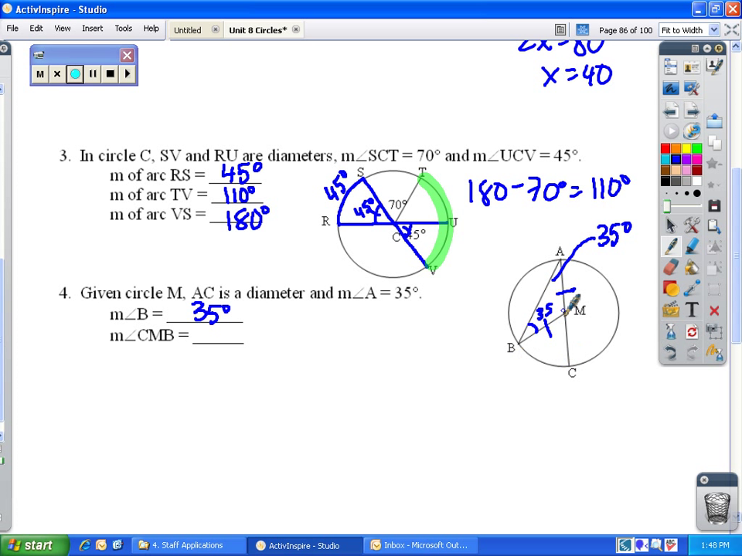So let's look at this. If this is a 35 degree angle, angle A right here, that means that it is half of this arc, making the arc 70 degrees. And angle CMB, which is right here, is a central angle cutting off the same 70 degree arc, which means it is 70 degrees itself.